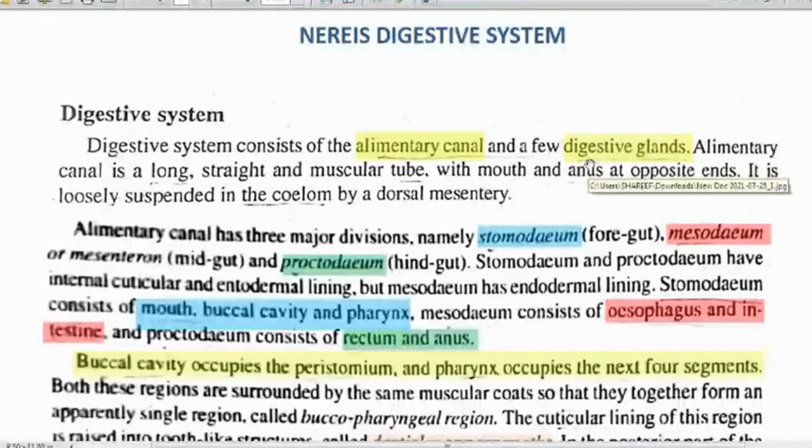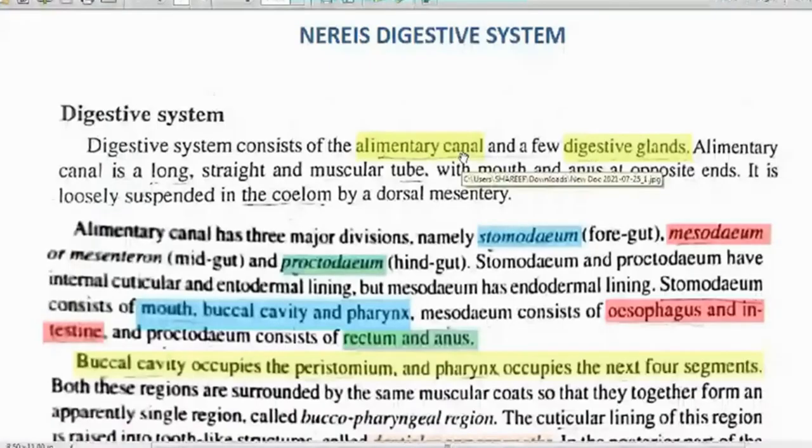The glands will secrete certain enzymes into the alimentary canal, and the food materials taken is digested within the alimentary canal with the help of these digestive enzymes produced from the digestive glands. That is the general composition of digestive system in higher animals. Here in annelids, for example Nereis, the digestive system is also composed of the alimentary canal and digestive glands.